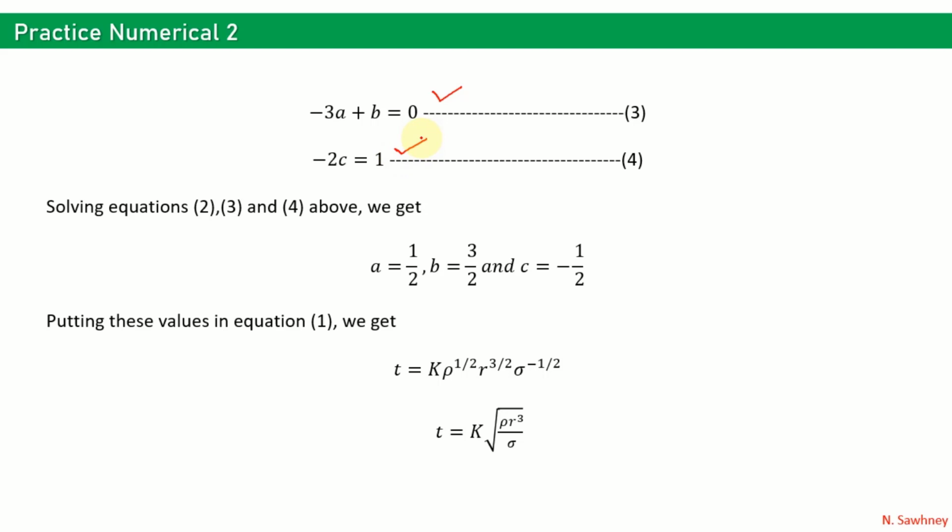Now let us solve equations 2, 3 and 4. After solving, we have obtained a as 1 by 2, b as 3 by 2 and c as minus 1 by 2. Putting all these values of a, b and c in equation number 1, we have obtained this relation. Just after the simplification, we can write down the time of oscillation relationship. It will be K times under root rho r cube upon sigma.